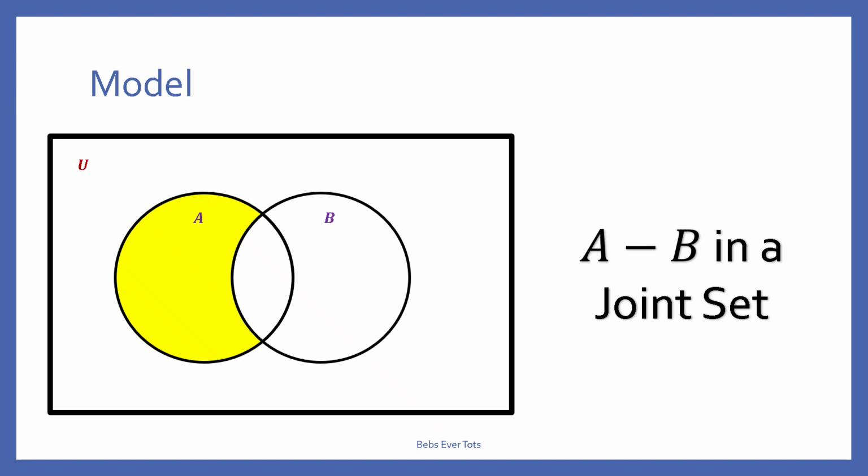Let's have now the model. If it is a joint set where A minus B, this is the only thing that we retain. We omit the common element, and what is only in A would be its difference. On the other model, if we have B minus A, what is only left in B, after we remove what's common between A and B, will be the answer. So let's have some examples on the next slide.